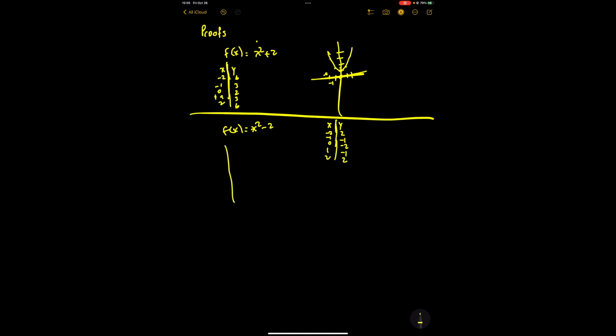And so the graph would look something like this. At -2, we have 2. At -1, we have -1. Actually, you know what? No. Let me do this better. Let me do this instead.